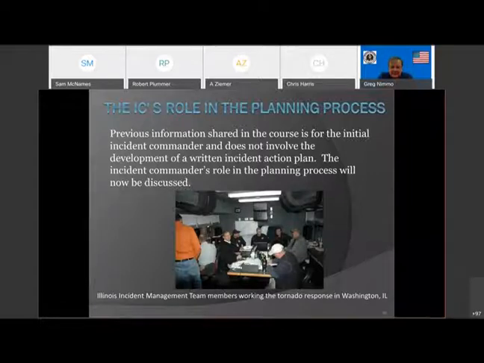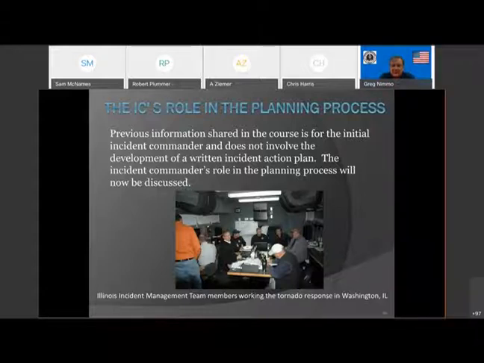All right, so we want to build a written action plan. This is an example of the incident management team working in Washington, Illinois after the tornado up there, building an incident action plan that they could actually use for the search and rescue and some of the response work that was being done there at the scene. And actually what happened at Washington was this team transitioned into the recovery side of it too, to help them get some of the planning done they needed for that.